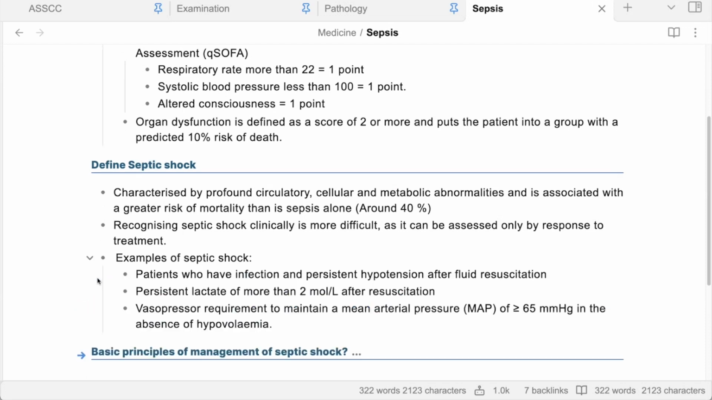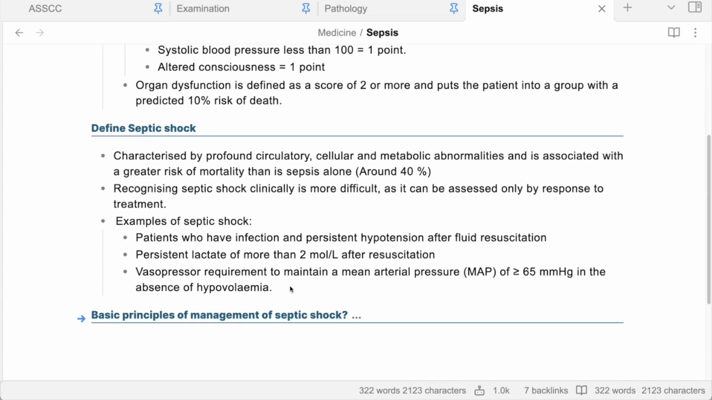Examples of septic shock, there are many examples, and these are very important. A patient with lactate more than 2 persistently despite resuscitation, or a patient with persistent hypotension despite resuscitation, and a patient that needs vasopressors. That means this patient is in septic shock. Okay, so basic principles of septic shock management.